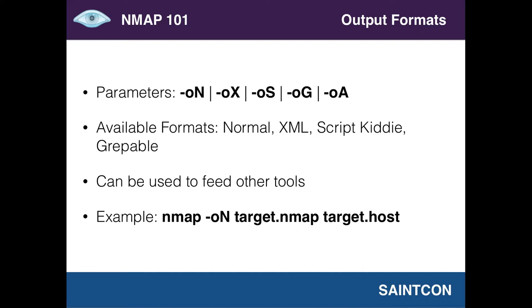The different options are normal, which is basically what you see on the screen. XML, no one wants to look at that, right? S for script kiddie, which is kind of elite speak. I don't know what the practical value of that is, but it's an option. G for grepable. If you've ever used grep to look through results, sometimes you would want the host name and the service to be on the same line as you're grepping through it, so it formats it so that grep is more useful. And then A, which does them all. So, yeah.